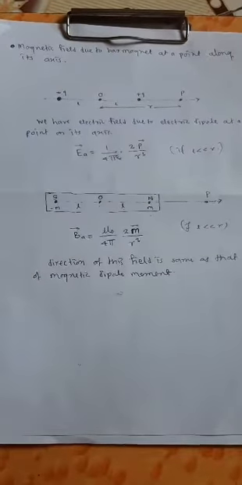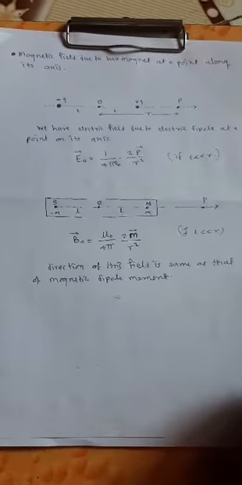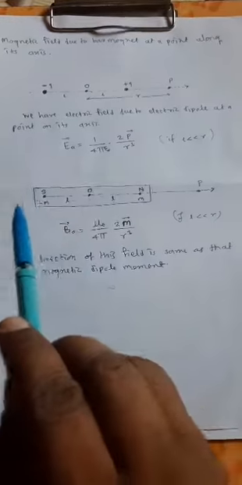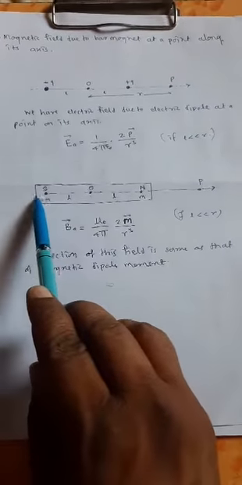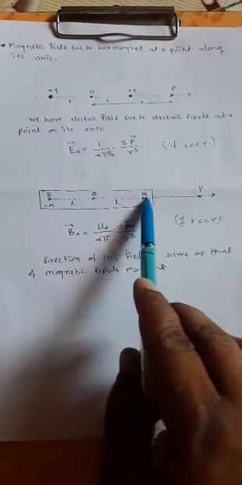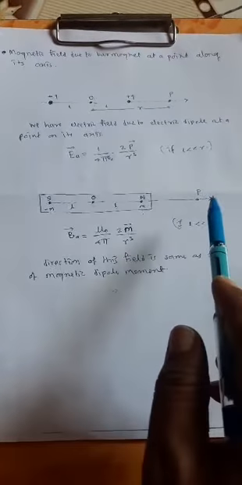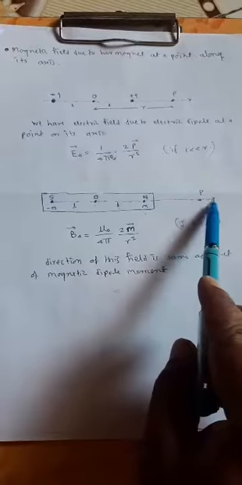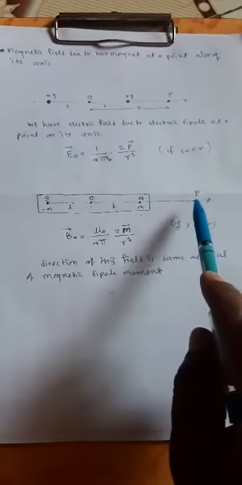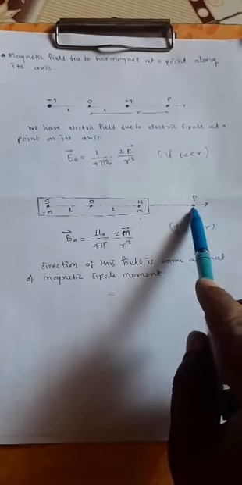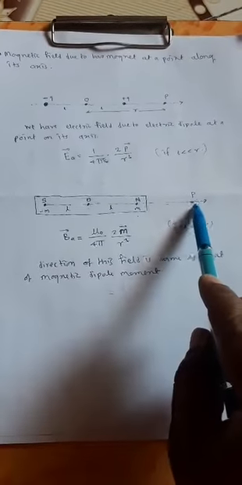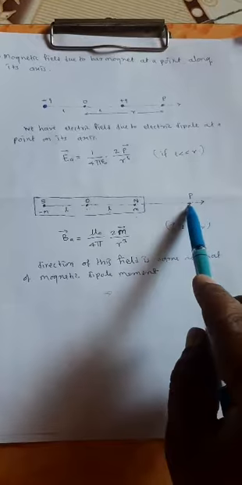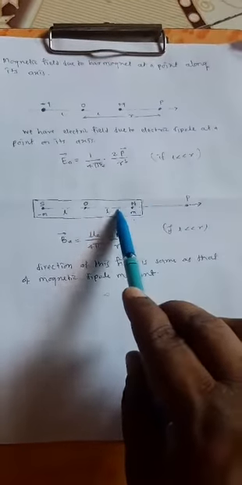We have to write the expression for magnetic field due to a bar magnet at a point along the axis. What is the axis? We know that the line passing through the two poles of the magnet is called the axis. Say this is the axis of the given bar magnet, and the point P is situated on the axis of this bar magnet. We have to determine the expression for magnetic field at point P due to this bar magnet.